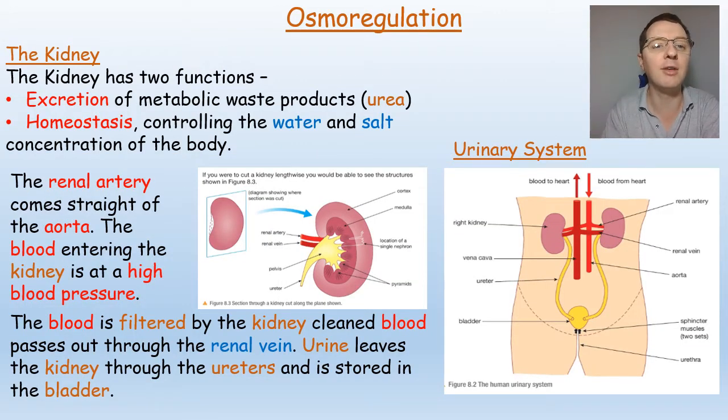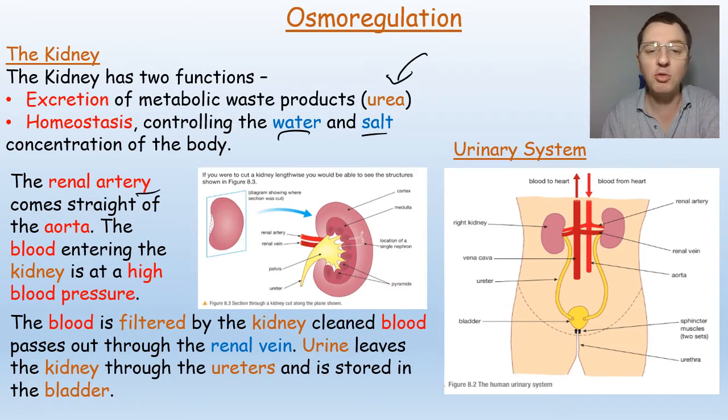Now, the kidney has two main functions: excretion, where we get rid of a metabolic waste product, in this case urea, and homeostasis, where we're maintaining a constant internal environment of water concentration and salt concentrations within the body. The blood is carried into the kidney along the renal artery, which comes straight off the aorta, and the blood entering the kidney is at a very, very high pressure.